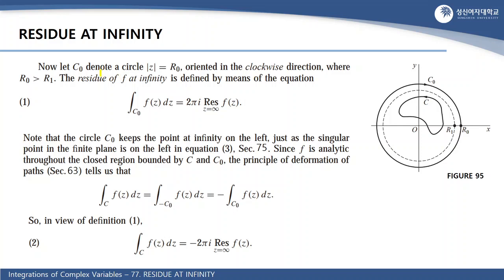Now let's denote a circle. You can see this figure here. C0 is a circle given by the absolute value of z equal to R0. Its orientation is clockwise. We must be careful because we consider the point at infinity.